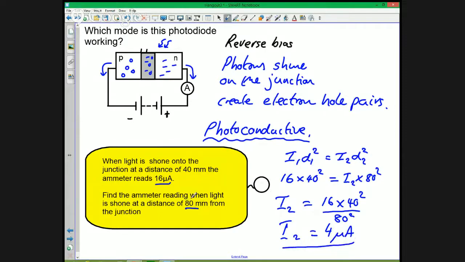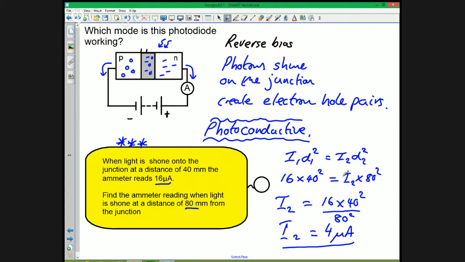You could have worked that out yourself from your knowledge of the inverse square law. If you double the distance, you quarter the radiance, or you quarter the current flowing in the circuit. If you triple the distance, you will make it one ninth of the radiance. So that's a good question to go back and study, because it doesn't mention radiance, it mentions current, and it's usually linked with the photodiode working in photoconductive mode. Light shining on a junction will increase the charge carriers in here, which means you'll increase the current flowing.